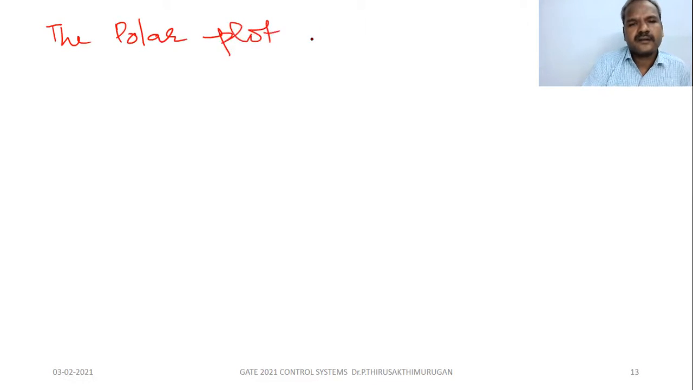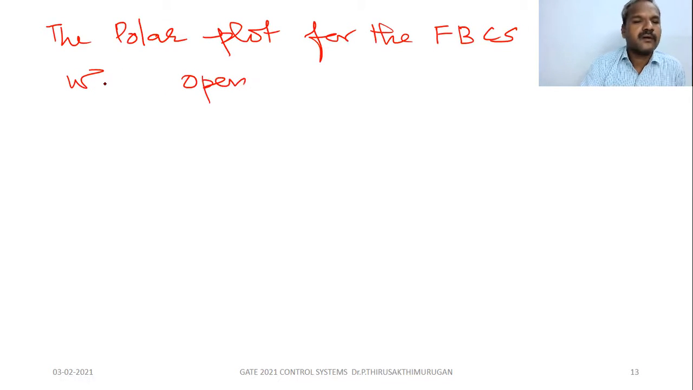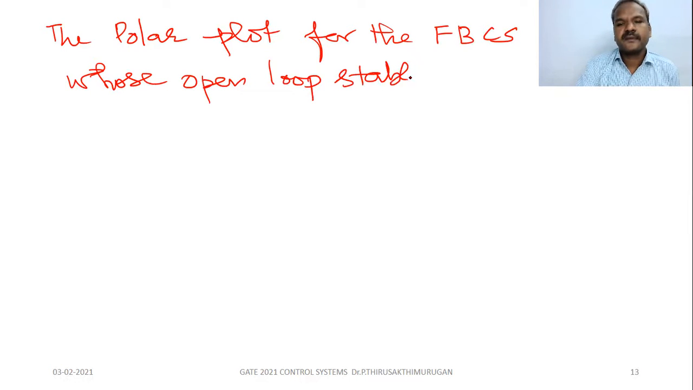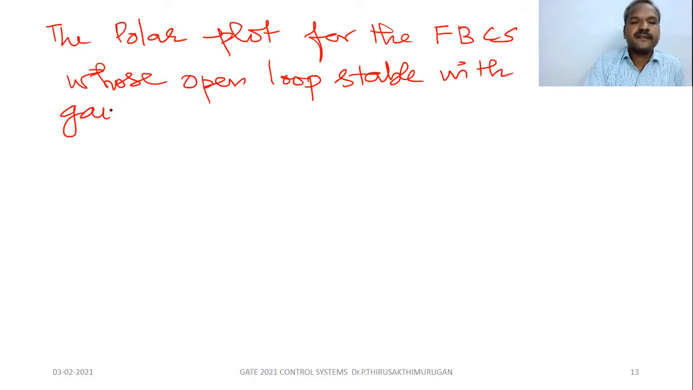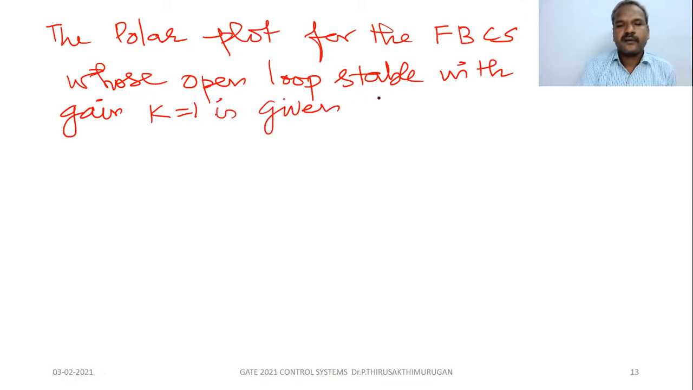Next question is the polar plot for the feedback control system whose open loop system is stable with gain k equal to 1, which is given by, okay, k equal to 1. Say this is the plot given, the polar plot.